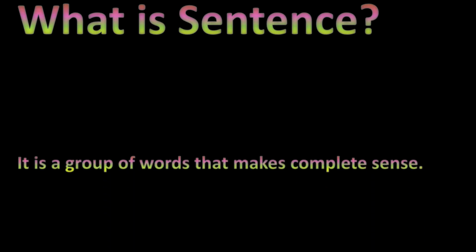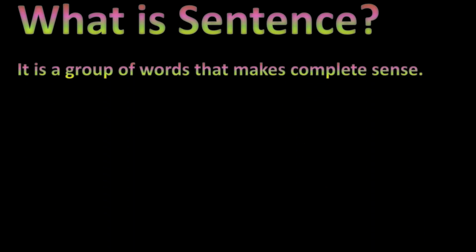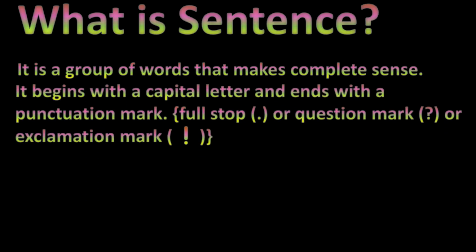What is actually a sentence? A sentence is basically a group of words that makes complete sense. It begins with a capital letter and ends with a punctuation mark. The punctuation mark can be a full stop, an exclamation mark, or a question mark. Here are some examples of sentences.